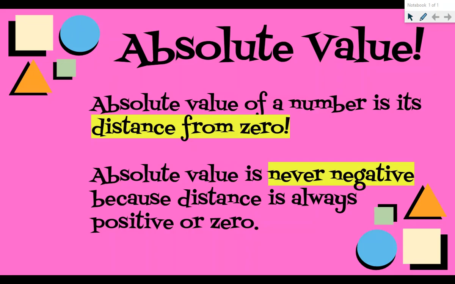So when we're finding absolute value, that's the thing we want to remember. It's always going to be positive or it could be zero, right? The absolute value of zero is zero because it's already at zero. It's 0 steps away from zero. So let's look at an example here with a number line because that's probably going to be helpful to you.